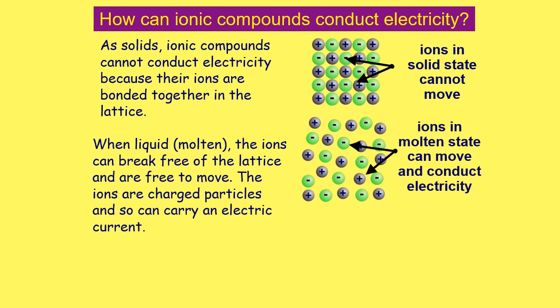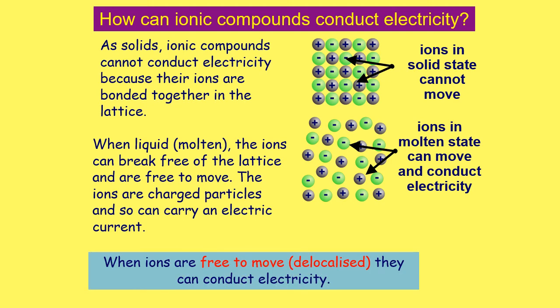But when you dissolve it or you melt it, the charged particles, the ions, are now able to move, so we've got charged particles that can move, so it can conduct electricity. This is a good way to tell if a compound is ionic. It will only conduct electricity when it's dissolved or melted, but it will not conduct electricity when it's a solid.